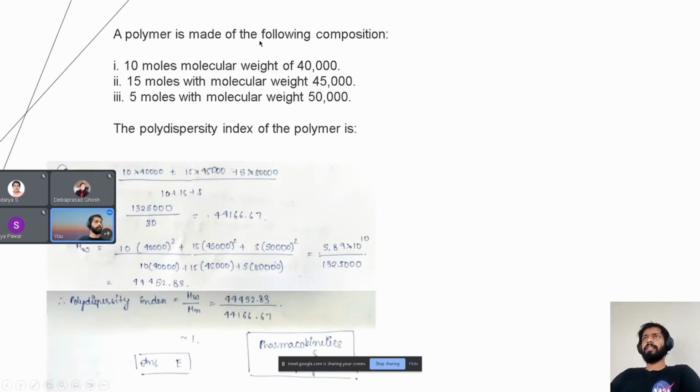So this type of problem we have done previously. They'll give you a mixture of different moles and molecular weights of polymers, and they'll ask you to calculate the polydispersity index, right? So first you have to calculate the number average molecular weight of the polymers and the weight average molecular weight of the polymers, and once you have that, you essentially divide the weight average molecular weight of the polymer by the number average molecular weight. It should be 1 or greater than 1.